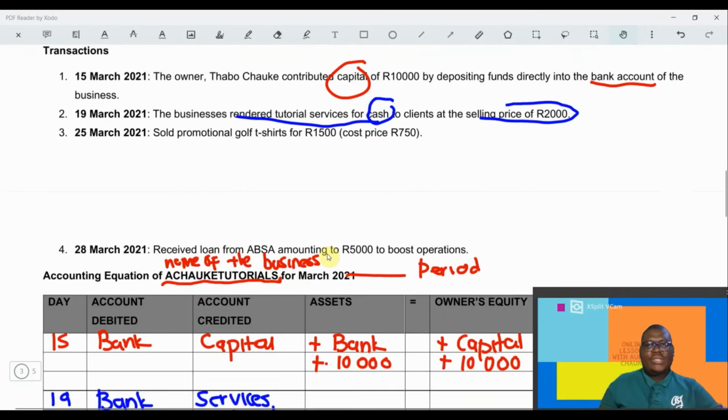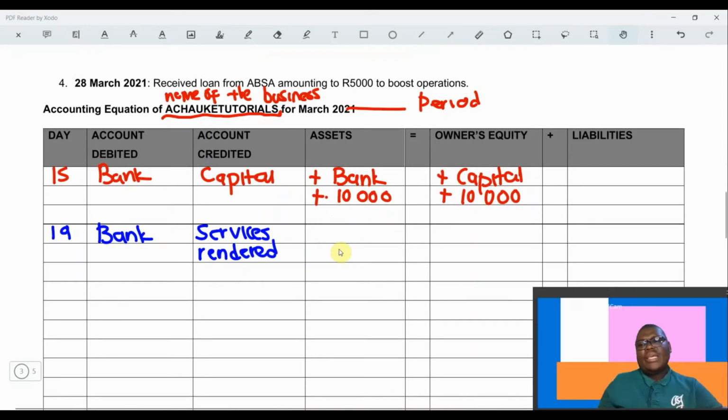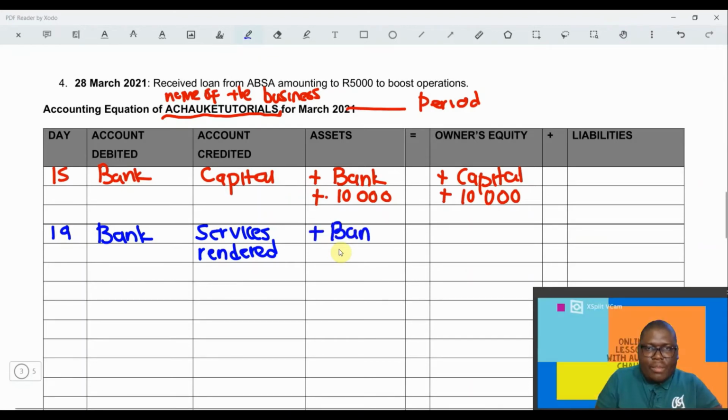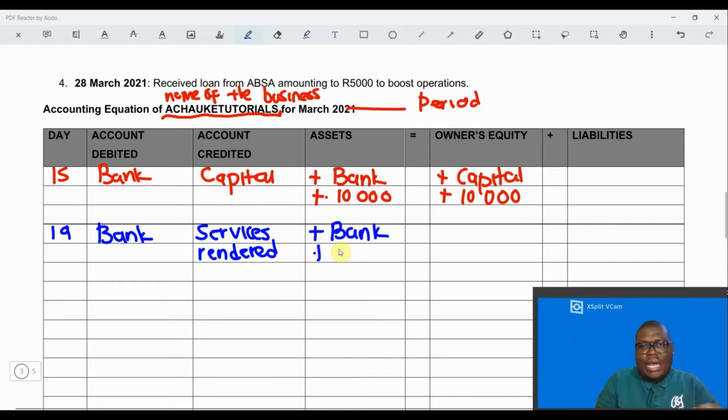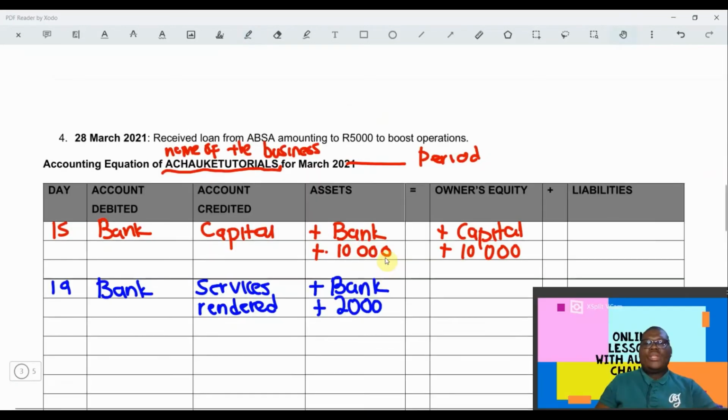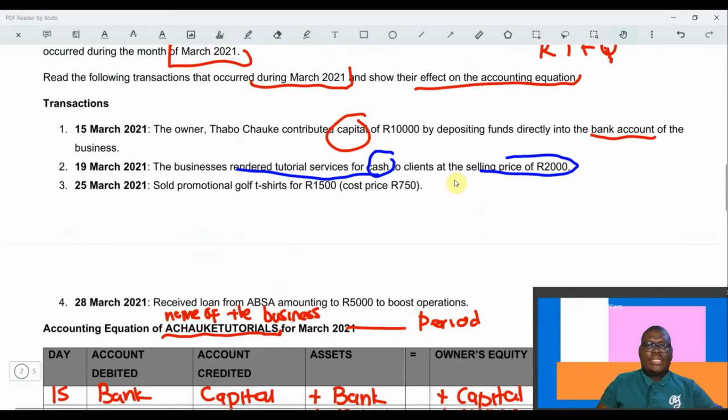Okay, now remember we said we rendered a service to someone, right? We rendered a service to someone, and when you've rendered a service to someone, it means that once they pay us, we receive some cash. This is an income for the business, and if we are receiving some cash, it means that our bank account is increased. Okay, so we're going to have plus bank here, and then the amount that our bank account is increasing by is 2,000, which is why we would have 2,000 here. And then now we need to think about the next element that is affected.